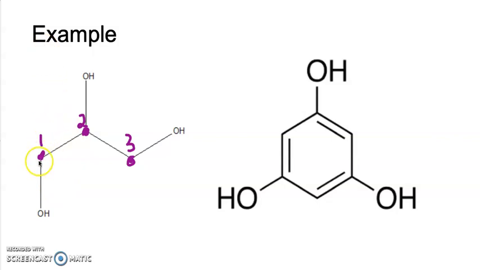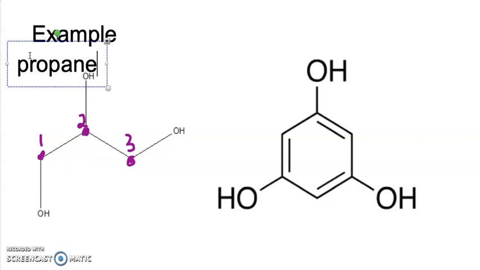So my root, I have 1, 2, 3 carbons. So it's going to be a prop. We said we would put that ane or just an. How we're going to decide whether the E gets to stay or the E gets to go is whether it's just an -ol or is it a diol or a triol? Well, we have 1, 2, 3. So it's a triol, which means my E gets to stay. Only if it was an -ol would that E go away.